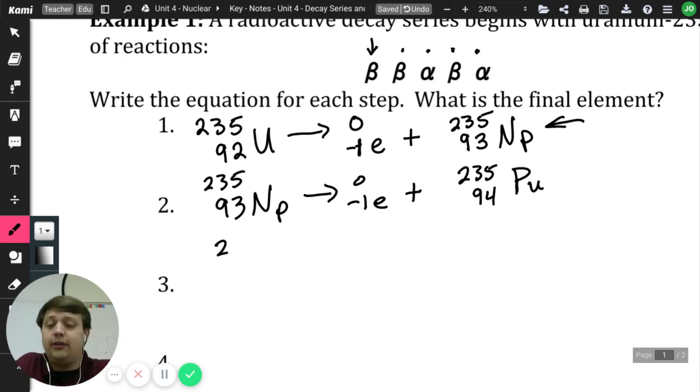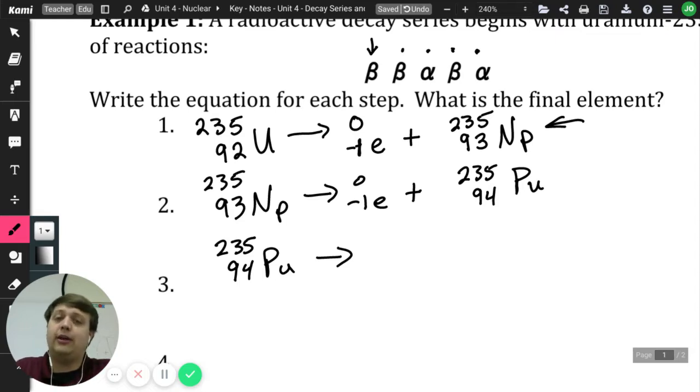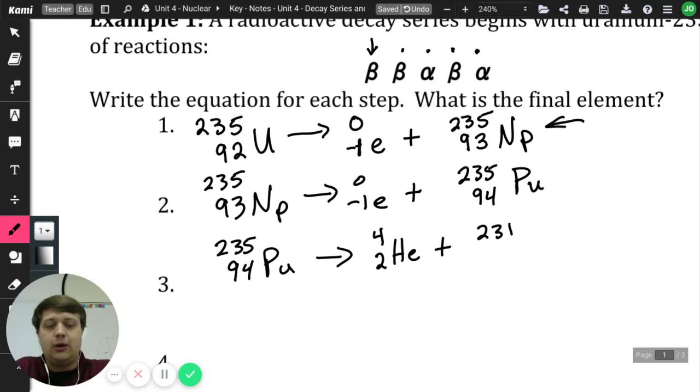So now I've got 235, 94 Pu, and it is going to undergo alpha decay, because that was the next one in the series. So an alpha particle is 4, 2, He. Now we're going to take that, and we are going to figure out what we need to add. Well, we need to add 231 to our mass, and we need to add 92 protons. Okay, well now we're at uranium-231.